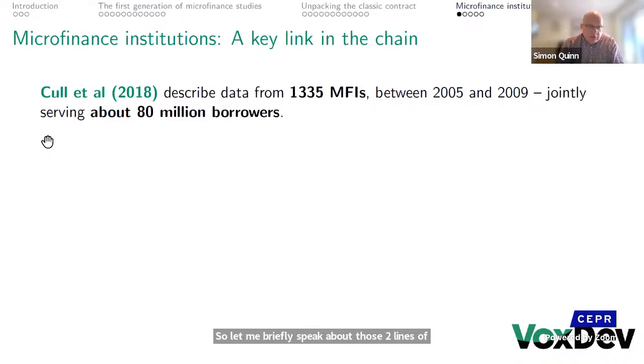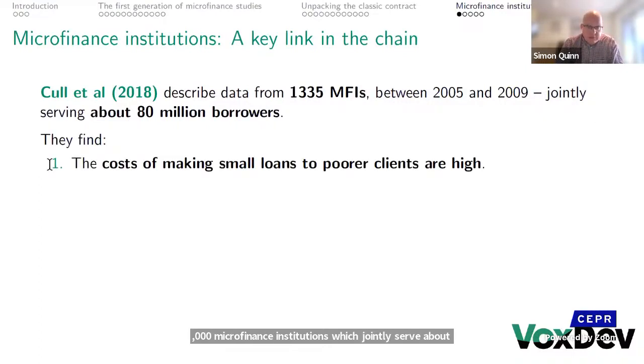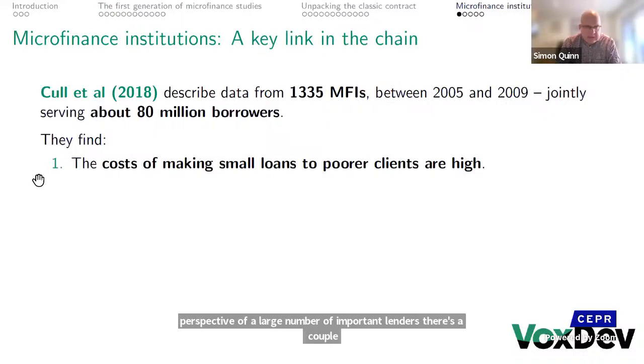So first, descriptively, Cull and co-authors in 2018 go and find quite remarkable data from about 1,300 microfinance institutions, which jointly serve about 80 million borrowers. And this enables a really wide description of the operations from a financial perspective of a large number of important lenders. There's a couple of key findings there that I think are generalizable in a lot of contexts here.